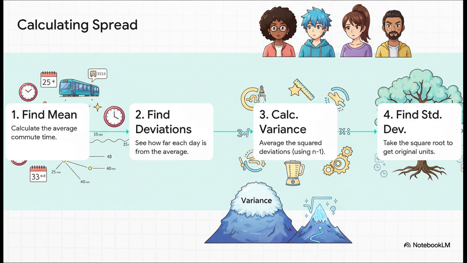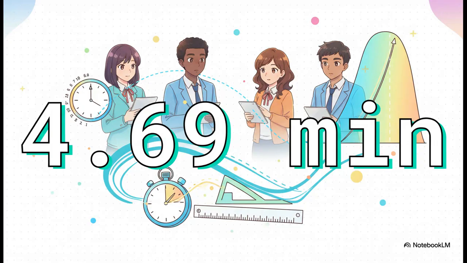After we average those squared numbers, we get the variance. The only problem is its units are minutes squared, which is, well, weird. It doesn't make any sense. So for the final, crucial step, we take the square root, and that gets us to the standard deviation, a much more intuitive number that's back in units we understand, minutes. And after we run the numbers for our commute data, what do we get? We get a standard deviation of 4.69 minutes.